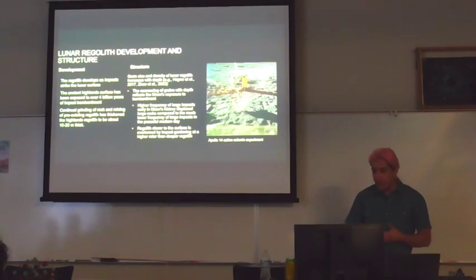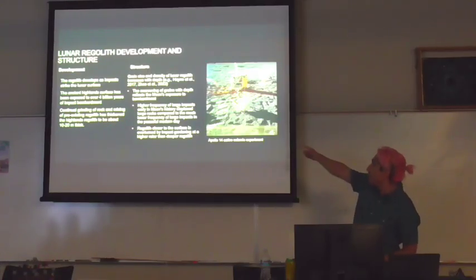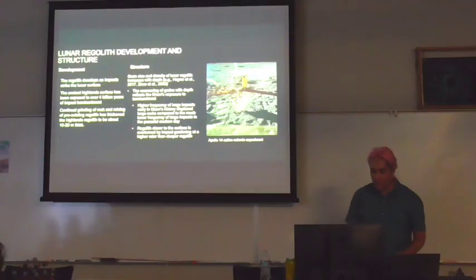The ancient highlands surface, some of the oldest terrain on the moon, has been exposed to over 4 billion years of bombardment. The highlands regolith layer has been measured to be approximately 10 to 20 meters thick by seismic experiments at the Highlands Apollo landing sites, which we have a great picture right here of what that looked like.